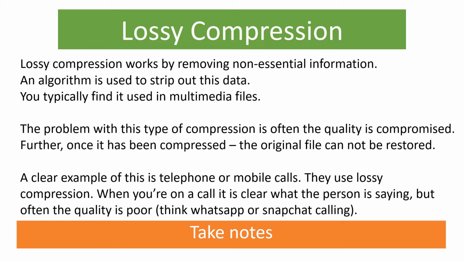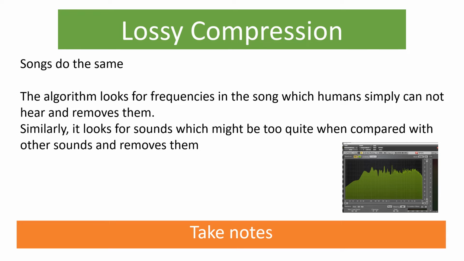So think about telephone or mobile calls. They use lossy compression. When you're on a call, it's clear what the person is saying, but sometimes the quality can be quite poor. Think of when you're talking to somebody on WhatsApp or Snapchat. All of a sudden, the quality can go down, but you can still hear what the other person is saying. This is using compression.